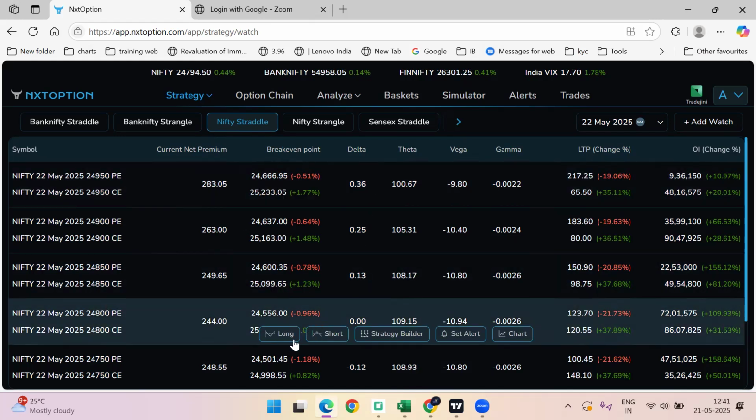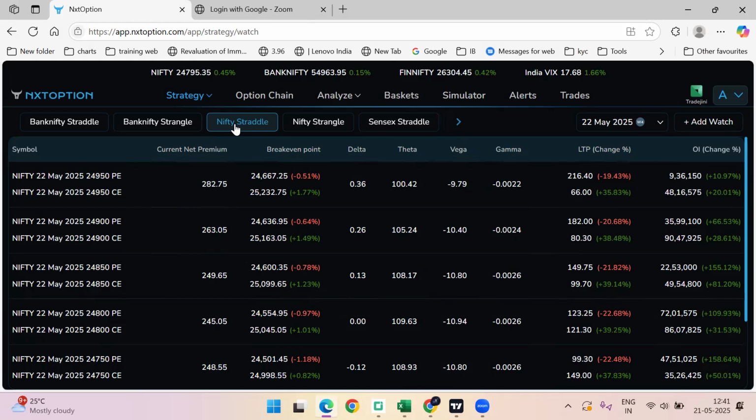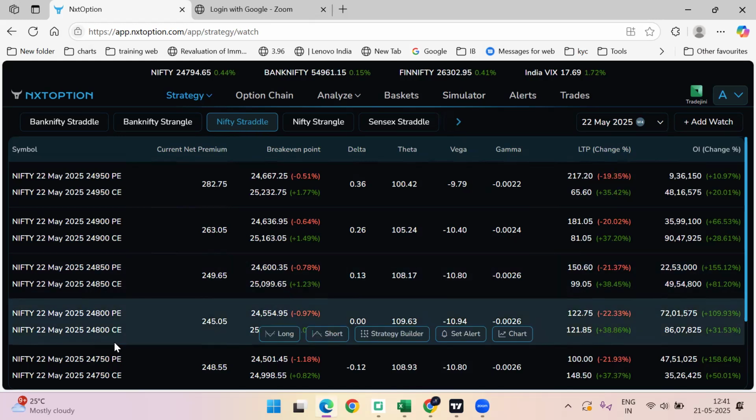So now you can see this. The best option for you would be to deploy a straddle strategy, which includes selling a call and selling a put of the same strike. You can just click on the short button and the trade would get executed through TradeGenie.